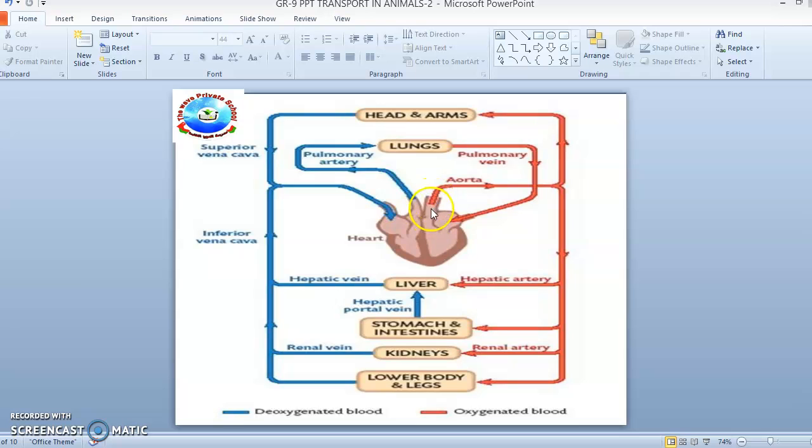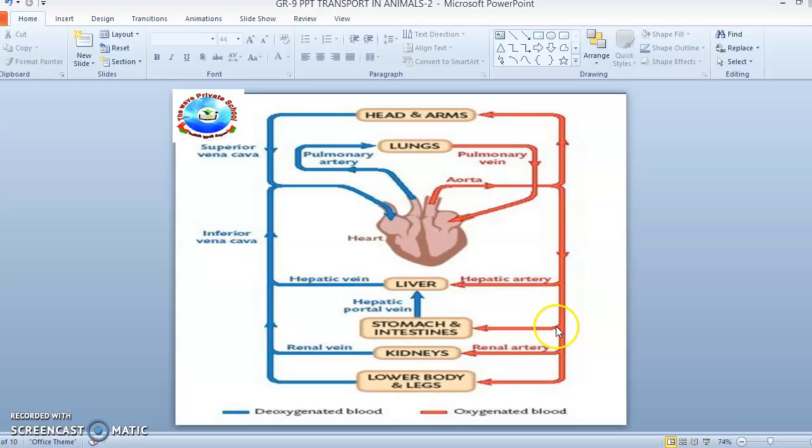And this is the pulmonary vein. It is this one, sorry, this is the pulmonary vein. This is bringing the blood from the lungs to the heart. Okay. And the aorta is giving the blood to the hepatic artery to pass it to the liver. And again, the same aorta, this is the major artery in our body.